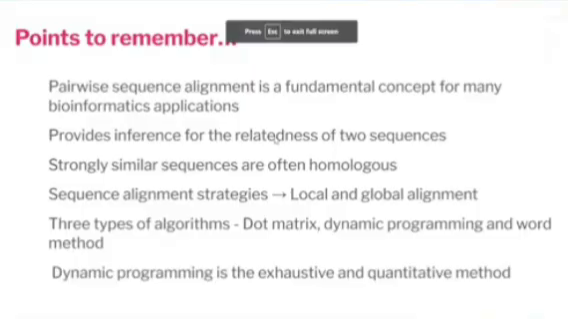Points to remember: pairwise sequence alignment is a fundamental concept for many bioinformatics applications, which provides inference for the relatedness of two sequences. Strongly similar sequences are often homologous. Sequence alignment strategies include local and global alignment, and there are three types of algorithms: dot matrix, dynamic programming method, and word method. Dynamic programming is the exhaustive and quantitative method that is mostly used.